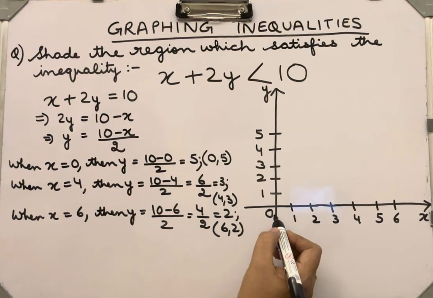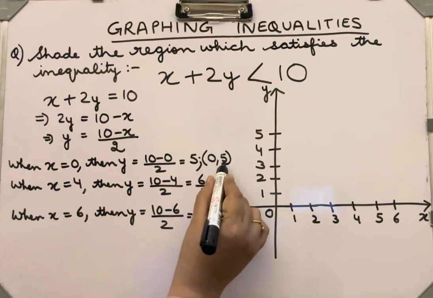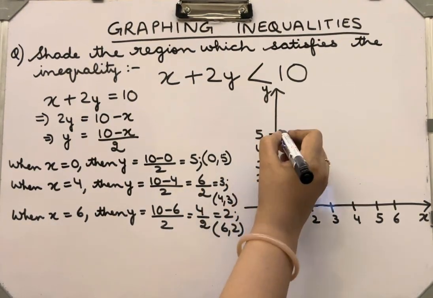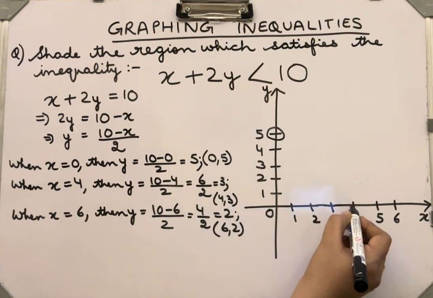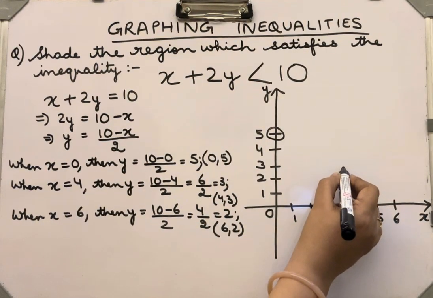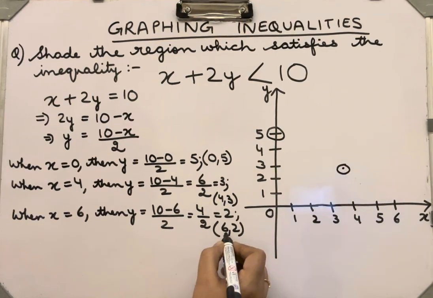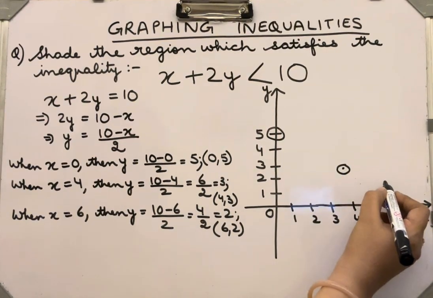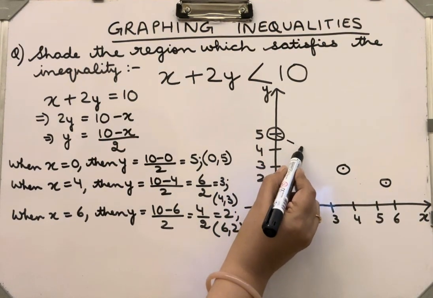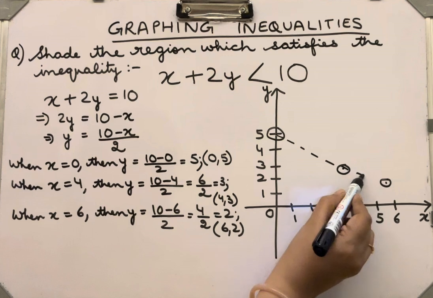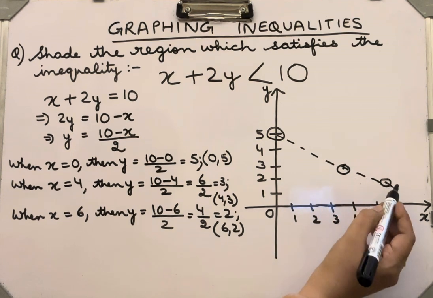Now let's plot the given coordinate points. The first point is 0 and 5, so 0 and 5 will be here. Next, 4 and 3. And next, 6 and 2. So we will draw a dashed line passing through it.